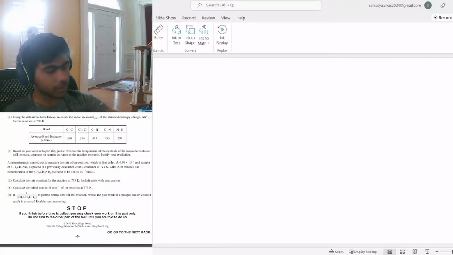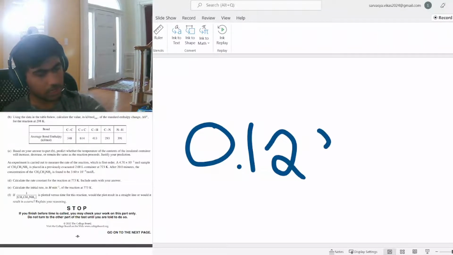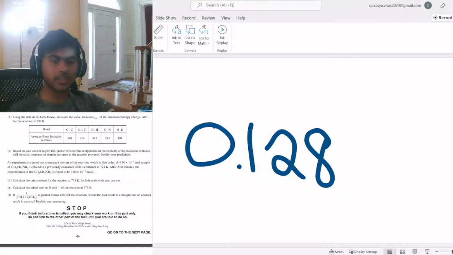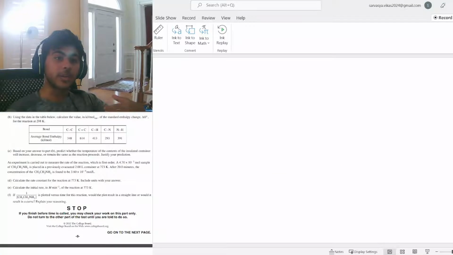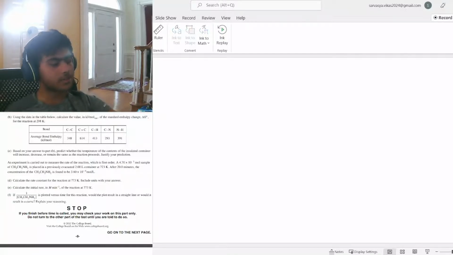It seems like it should be 0.128. However, this is incorrect, right? And we need to think about why it's incorrect. This is why you need to understand how the equation works rather than just memorizing it. This is why you should really take some time to think about why all these integrated rate laws, or just the equations in general, work, instead of just relying on the equation sheet.